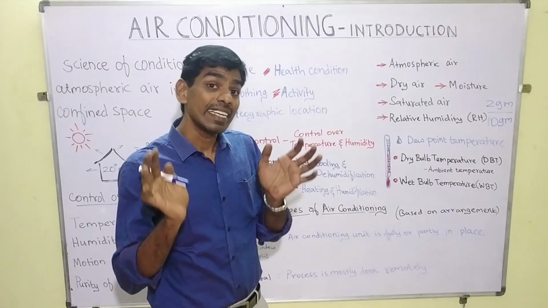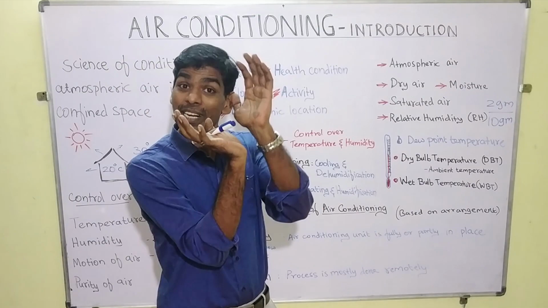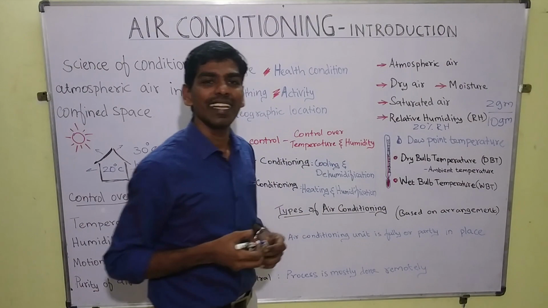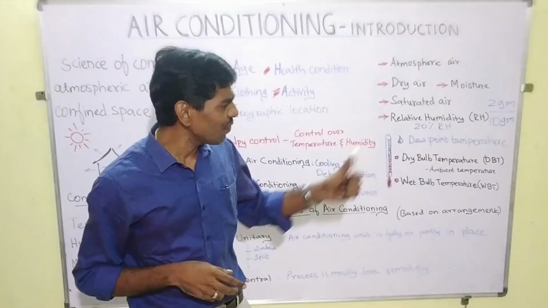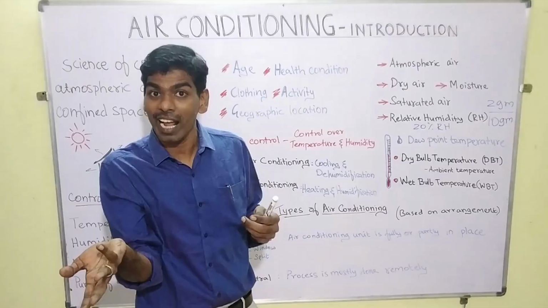Meanwhile, the quantity of water vapor present is 2 gram, but it can hold up to 10 gram of water vapor. Then here it is 20% relative humidity. In other way, if we add more water vapor, say 6 gram, 6 gram by 10 gram, it is 60% relative humidity.